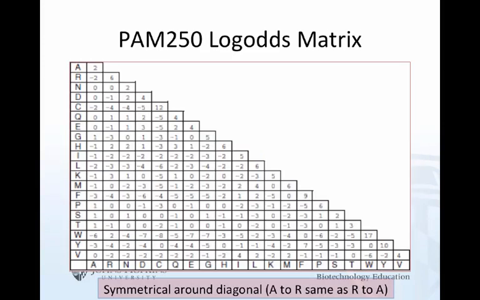So what we do is we take those percentages and then we take the log of the observed over the expected frequencies. And if the observed frequency is higher than the expected frequency, the log will be positive. If the observed frequency is lower than the expected frequency, the log odds will be negative. And if the observed equals the expected, it will be 0. The log of 1 is 0.